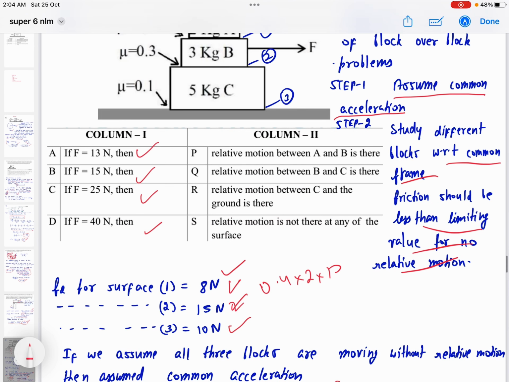So now if we are looking at the options, is relative motion between A and B there? No. Is relative motion between B and C there? No. Is relative motion between C and ground there?